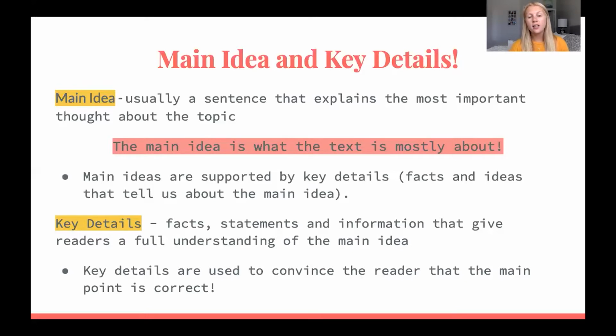Normally, our key details are used in a text to convince us as the readers that the main point of the text is correct. So the key details give information that backs up the main idea, that gives more information about the main idea, and which allows us to make a direct connection between our main idea and key details.